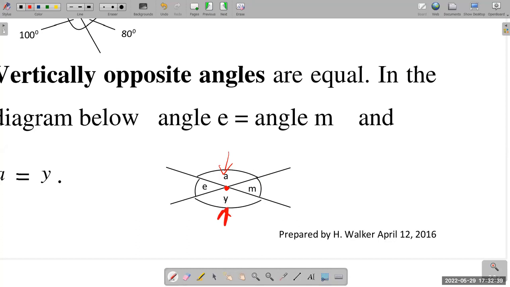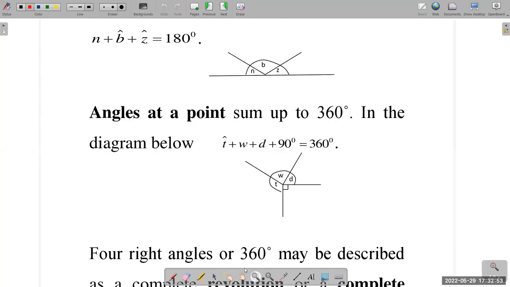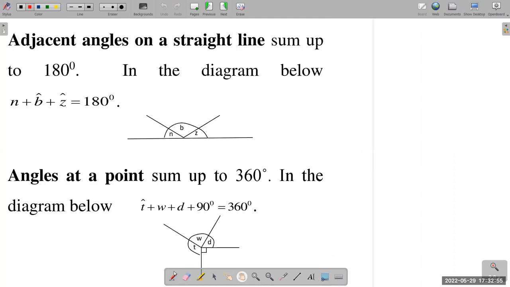A big part of geometry is finding missing angles. You have to state the reasons. So these reasons have to be fresh on your mind. So we got vertically opposite, good to go. We have adjacent angles. You should know what adjacent means from trigonometry. Adjacent means next to.